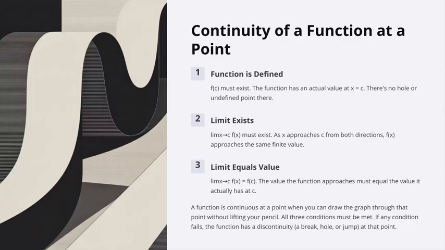Think of continuity like drawing the graph without lifting your pencil. If all three conditions are met, you can do that smoothly through that point. If any of these conditions fail, then we say the function has a discontinuity there, which could look like a break, a hole, or a jump. So, ensuring all three are satisfied is key to understanding where a function is continuous.